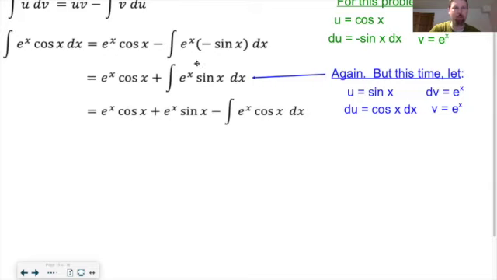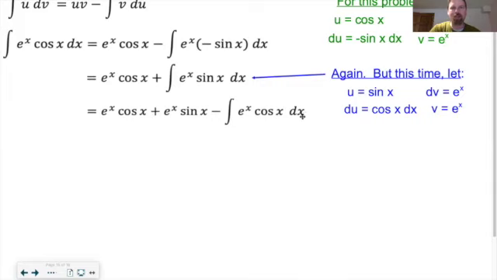Integration of this thing would be uv. So sine, e to the x sine of x, right? E to the x sine of x, u and v, minus the integral of v du. V is e to the x, so e to the x. Du would be right here, cosine of x dx, right there.